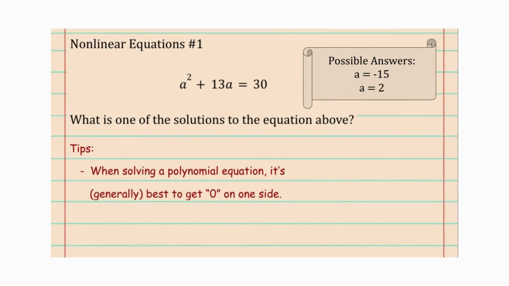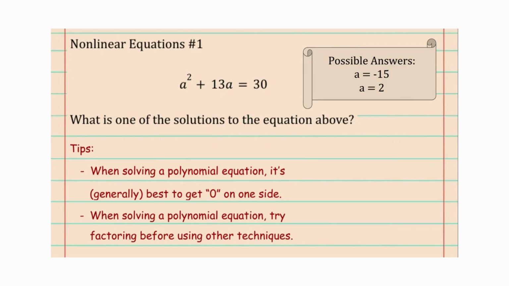When solving a polynomial equation, like this quadratic equation, it's generally best to get 0 on one side. That means that our best first step would be to subtract 30 on both sides. Now there is a technique to solve this quadratic equation called completing the square, in which you don't have to do that. However, to be honest, most students don't like completing the square.